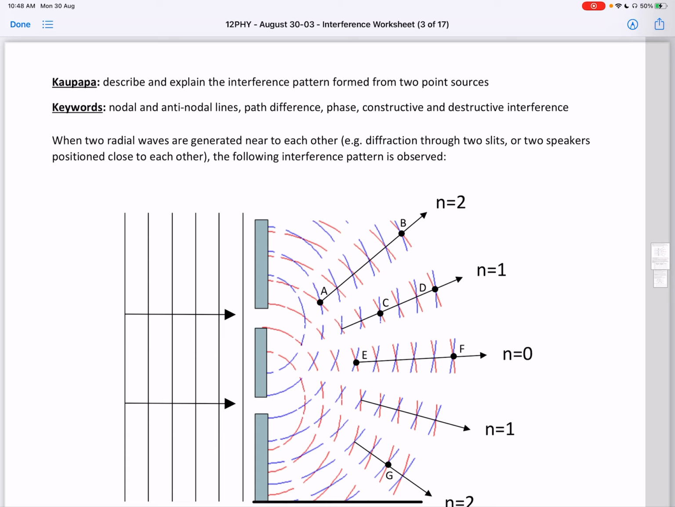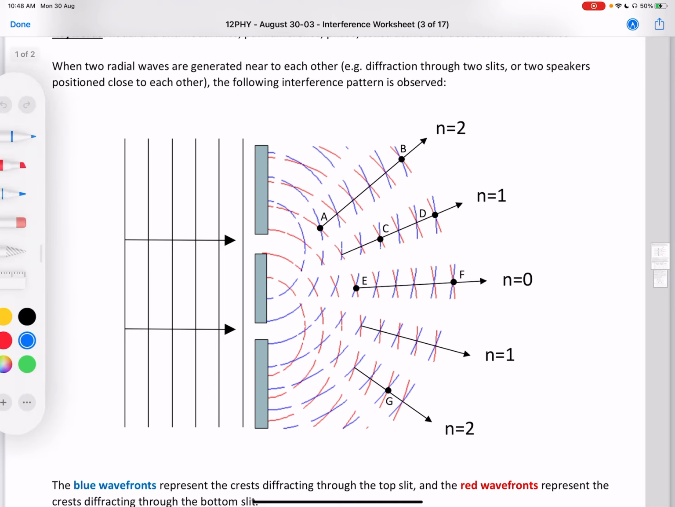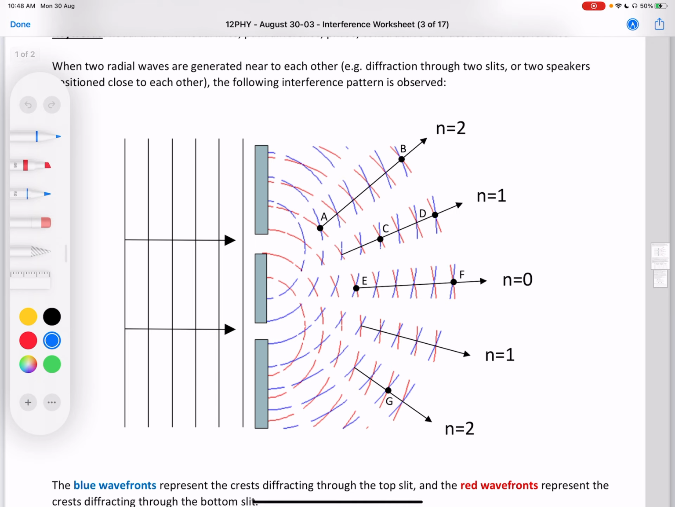Okay, at the top we've got some language that we are going to want to be able to use: nodal, antinodal, path difference, phase, constructive and destructive interference. Here we have a double slit interference pattern, where a wave has come through two separate holes. So we've got a wave coming through one here and through one down the bottom here.